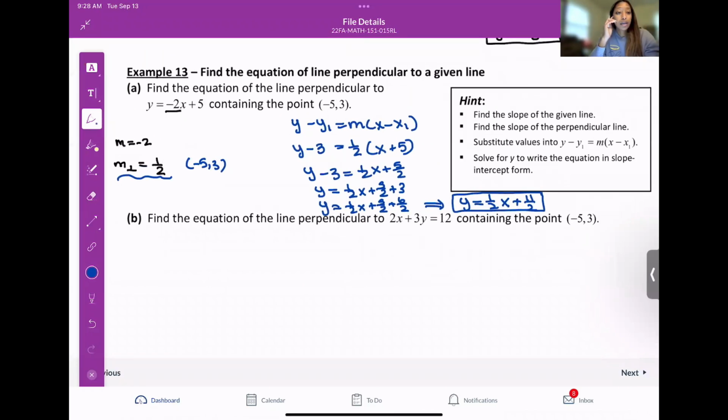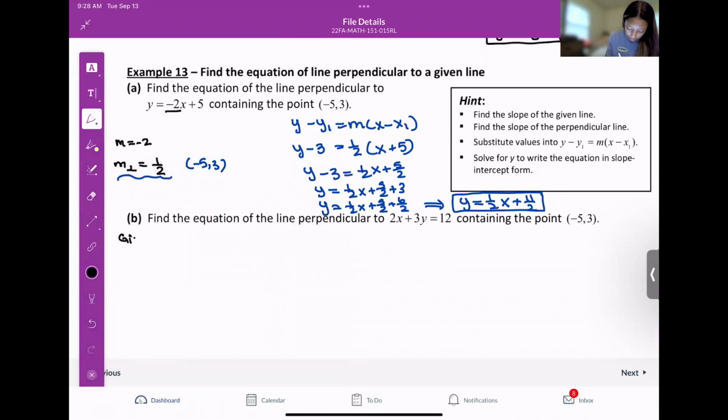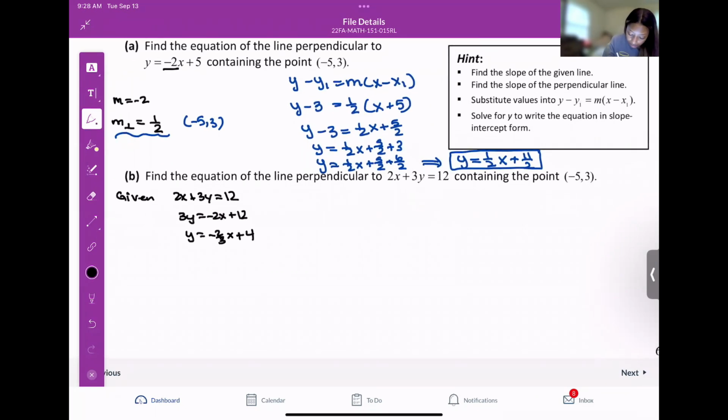All right, and then for part B, we're going to do a similar technique, except we're not directly given the slope-intercept form. So we have to do a little bit of work to find the slope of the given line in order to find the slope of our perpendicular line. All right. So let's start off with the given line. We're given 2x plus 3y equals 12. So 3y equals negative 2x plus 12. y is equal to negative 2/3 x plus 4. Okay, so the given line has a slope of negative 2/3.